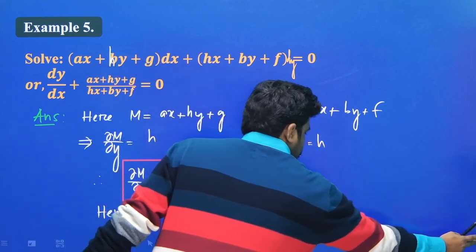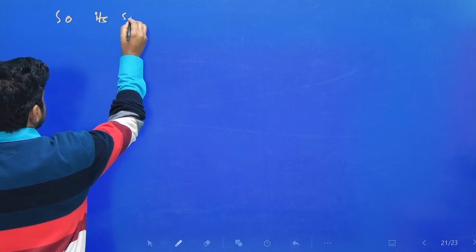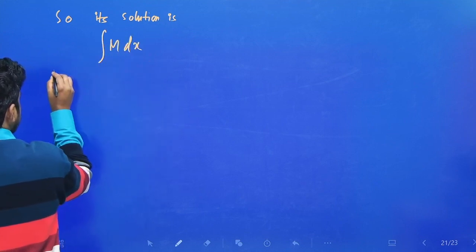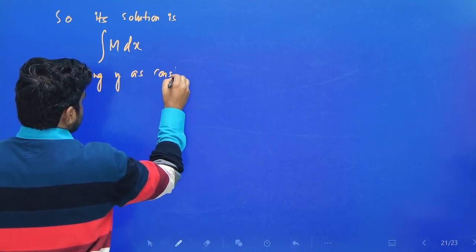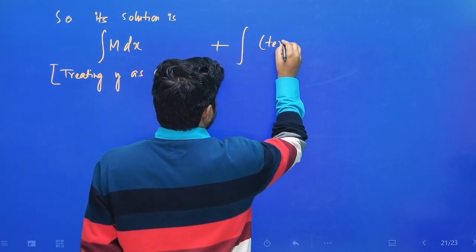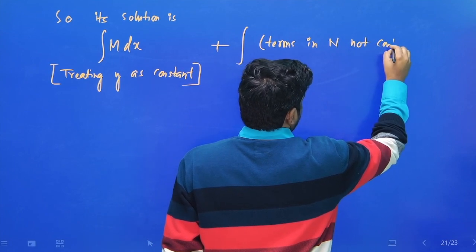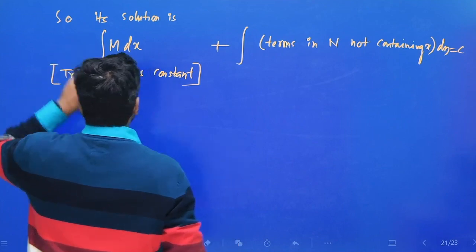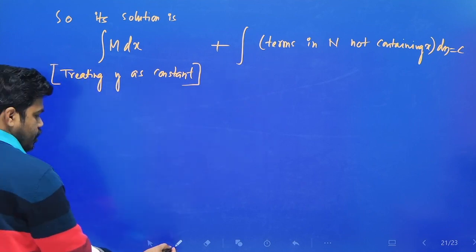So its solution is the integration of M dx treating y as constant, plus the integration of terms in N not containing x into dy, is equal to c. Okay?